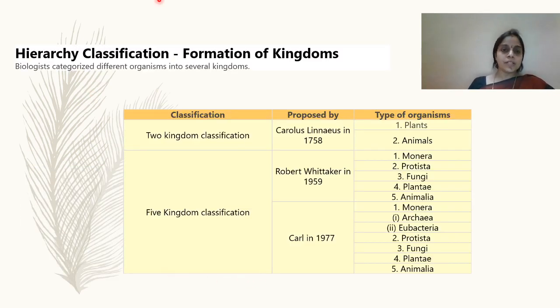Coming to hierarchical classification, there is two kingdom classification and five kingdom classification. Two kingdom classification was given by Carolus Linnaeus in 1758, that's plants and animals. Robert Whittaker in 1959 gave five kingdom classification: Monera, Protista, Fungi, Plantae, Animalia. Whereas Carl Woese in 1977 introduced two more subdivisions in Monera, that is Archaebacteria and Eubacteria.